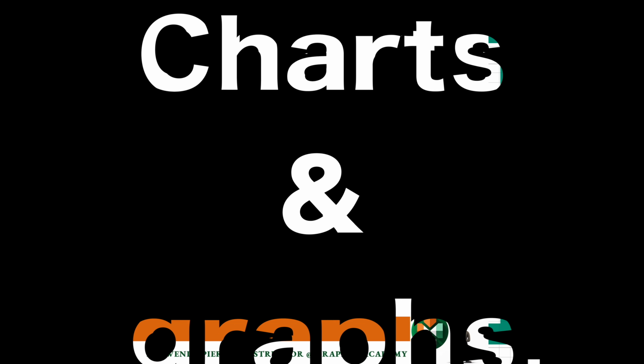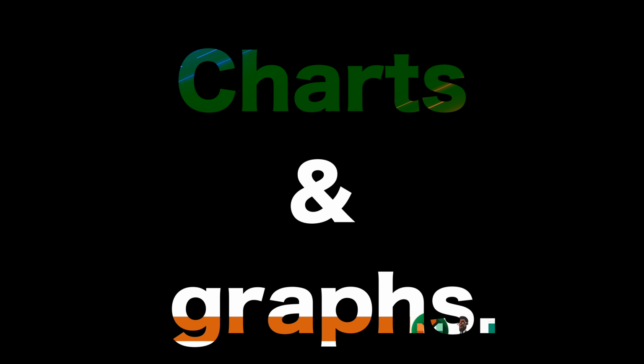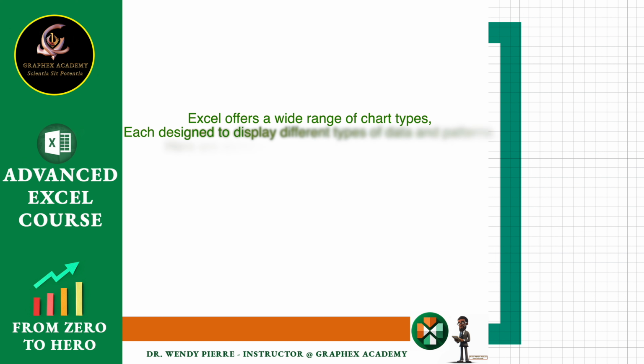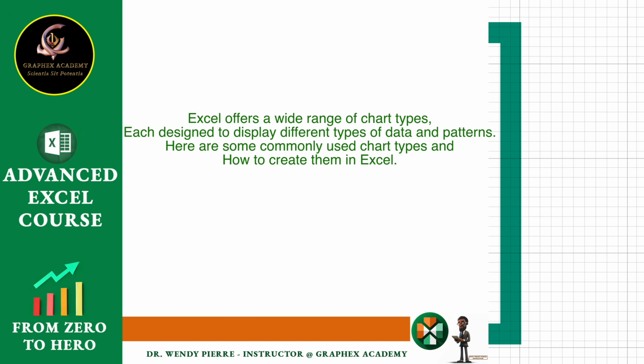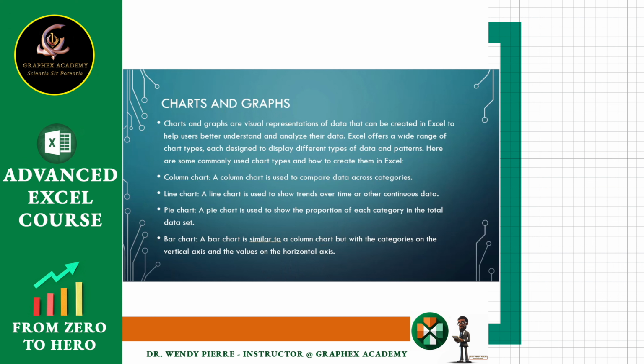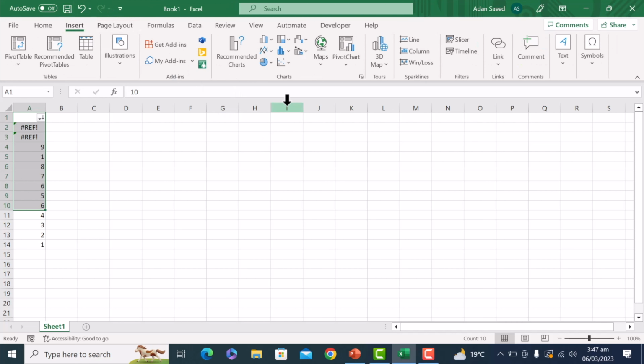So the next thing that we are going to see is charts and graphs. This is the visual representation of data that can be created in Excel to help users better understand and analyze their data. Excel offers a wide range of chart types, each designed to display different types of data and patterns. Here are some commonly used chart types and how to create them in Excel. Let's open Excel. So we have to go to Insert, and here in the Charts group, we can see different types of charts here.